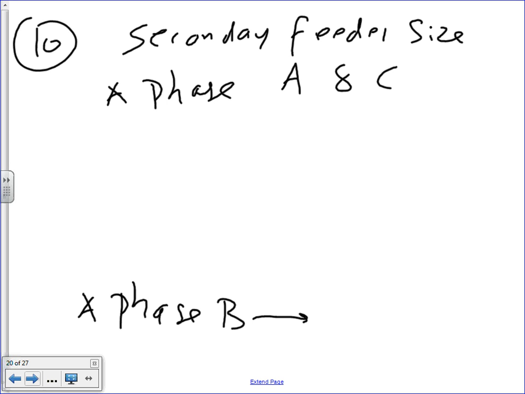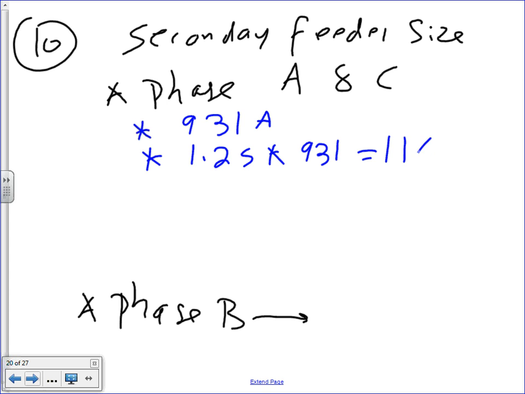The secondary side, guys, I have at 931. Is that what we came up with, 931? So I have 931 amps, right? Then what do I need to do with it? I take 1.25 times 931. What would that give me? I don't have that. Can you? 1,164 amps.